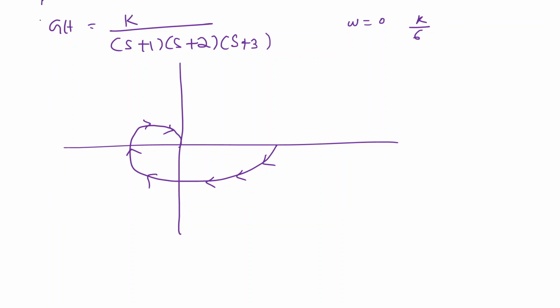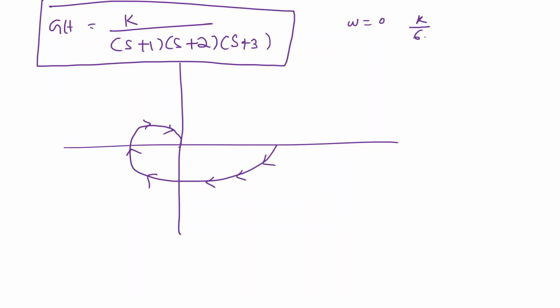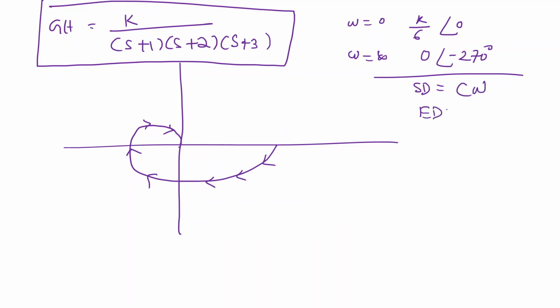Now this question is given to you, sir, right? Yes, sir. At omega equal to 0, the magnitude will be k by 6. Angle will be 0 because there are no poles or zeros at origin. At omega equal to infinity, 1 by infinity is 0 and minus 270. Starting direction is positive because poles are there, only clockwise. Ending direction, so clockwise. Now you have to start at k by 6, at an angle of 0 degrees, and move in a clockwise direction to reach the minus 270 line.